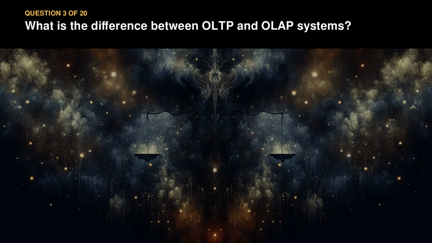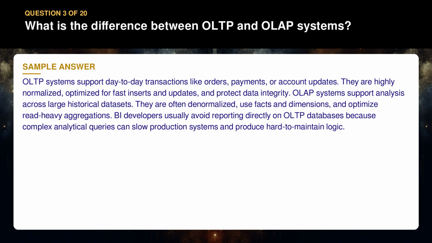Question 3. What is the difference between OLTP and OLAP systems? OLTP systems support day-to-day transactions like orders, payments, or account updates. They are highly normalized, optimized for fast inserts and updates, and protect data integrity. OLAP systems support analysis across large historical datasets. They are often denormalized, use facts and dimensions, and optimize read-heavy aggregations.